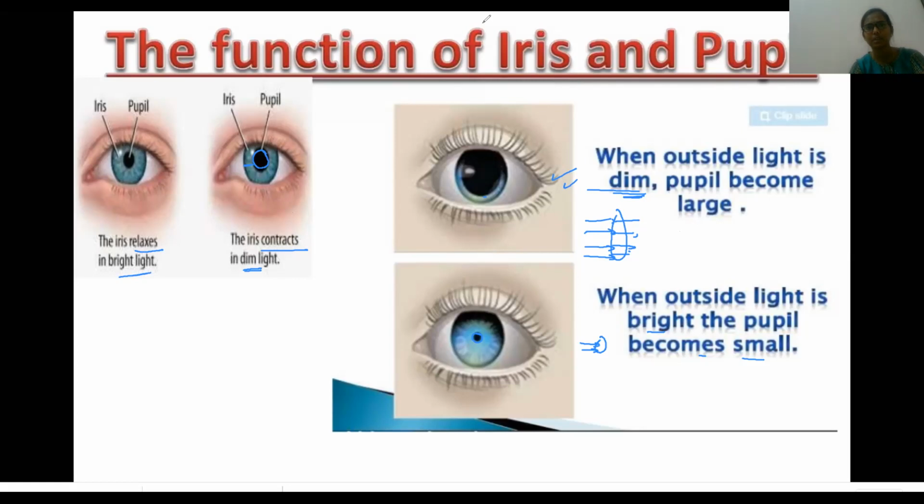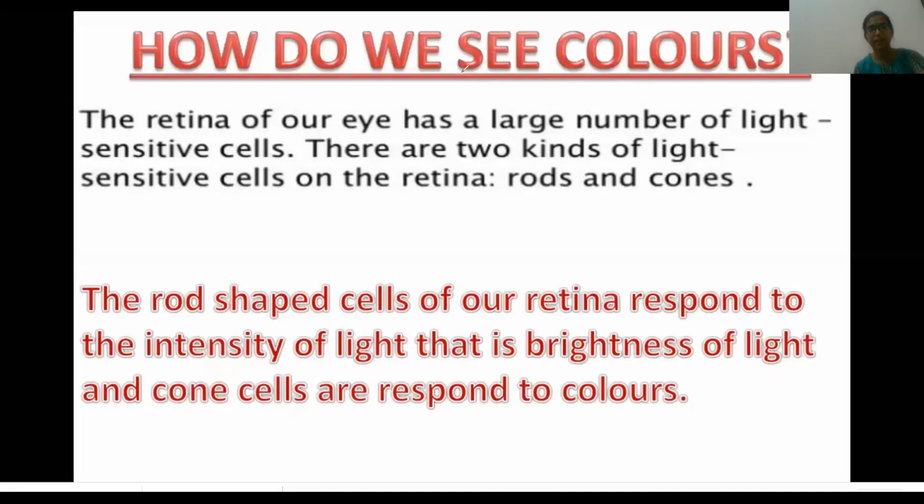They'll ask the MCQ. Here, try to understand how we see the colors. The retina of our eye has a large number of light sensitive cells. Please try to understand, they'll ask questions like that. Which are the light sensitive cells? Two kinds of light sensitive cells are there: one is rods and one is cones. Rods and cones are the two light sensitive cells.